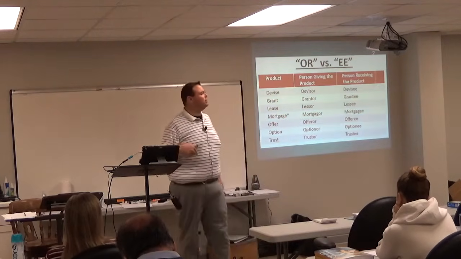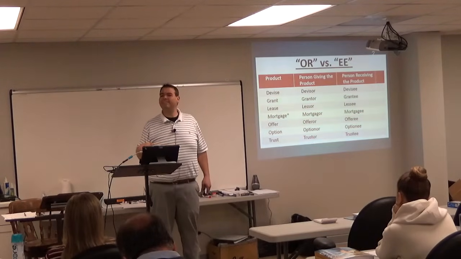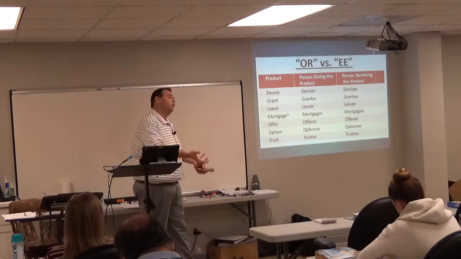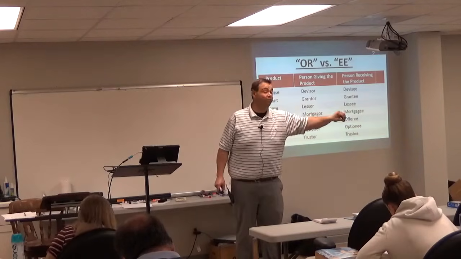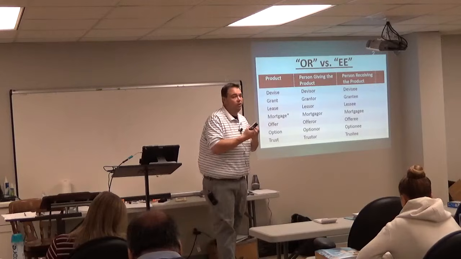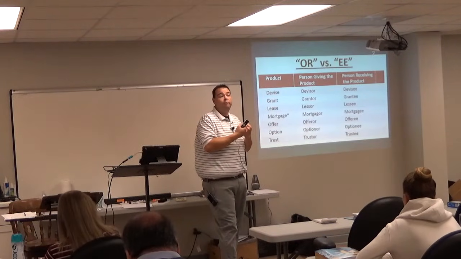So who would be the grantor? The seller. And who would be the grantee? The buyer. Does that make sense? The grant is the transfer of ownership. So a grantor would be whoever has ownership to transfer, so the seller. And the grantee would be the person receiving ownership, which would be the buyer.